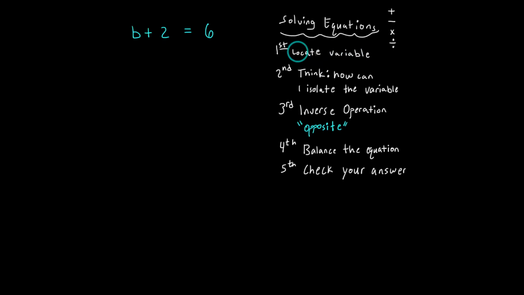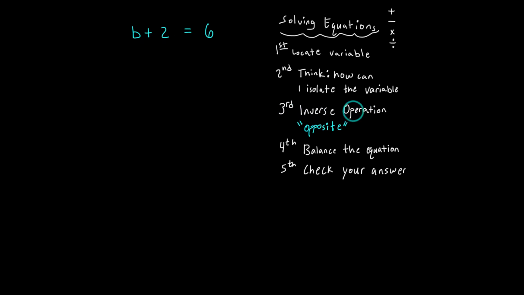Step 1 is to locate the variable. Well, I've located b. Once you locate the variable, move on to the next step. Step 2 is to think, how can I isolate the variable? Well, I'm going to go back to b, and I'm going to think, how can I get b by itself? Well, I need to get rid of this value that's next to it. That's the key word: get rid of the value that's next to it. The way that I can do that is push it to the other side of the equation. So once you've thought, how can I get rid of 2, move on to the next step.